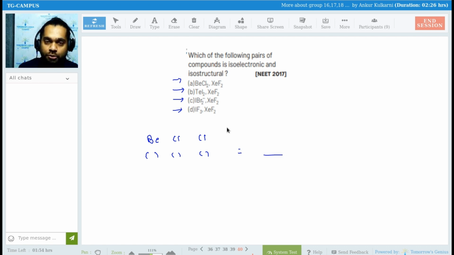Count the valence electrons. Do you need any help in calculating the valence electrons? You can ask for a hint. We'll do one thing: we'll have one option, hint number 1, in every question. If you are not able to do it, you can ask for hint number 1.